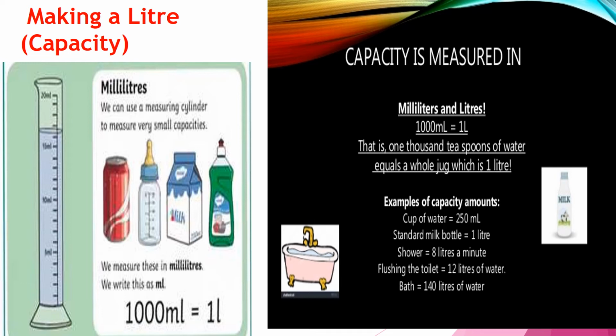Examples of capacity amounts are a cup of water. A cup of water equals 250 milliliters. Okay? So each time you drink a cup of water, you are consuming 250 milliliters. Okay. And a standard milk bottle, such as the one we have in this picture, is 1 liter. When we shower, we use about 8 liters per minute. And when we flush the toilet, we use about 12 liters of water.